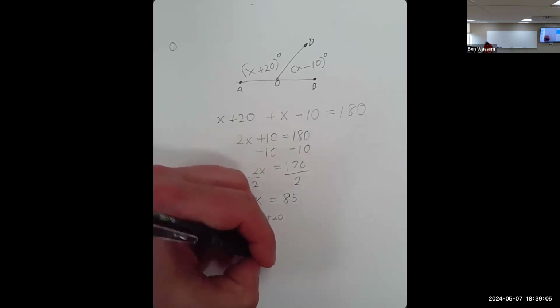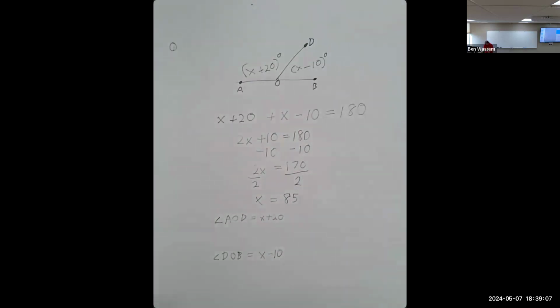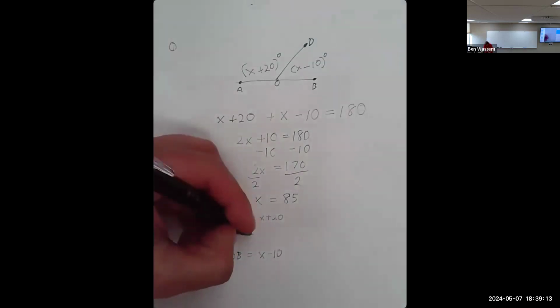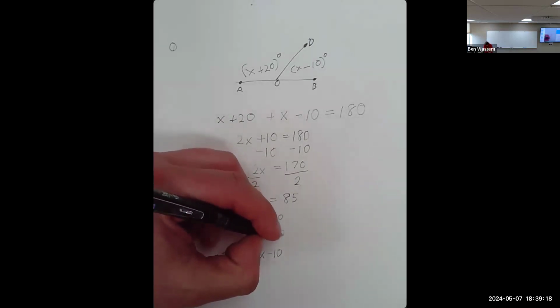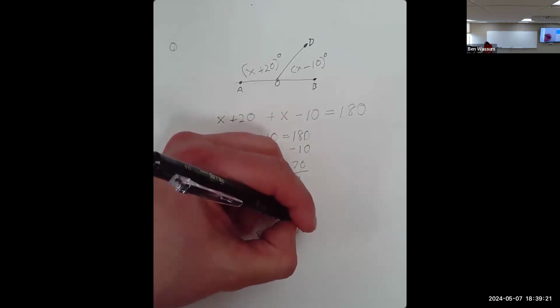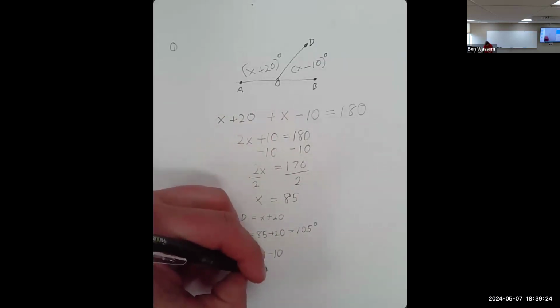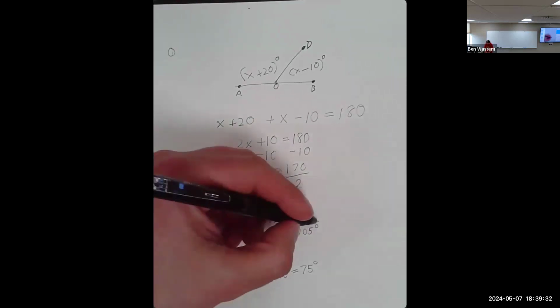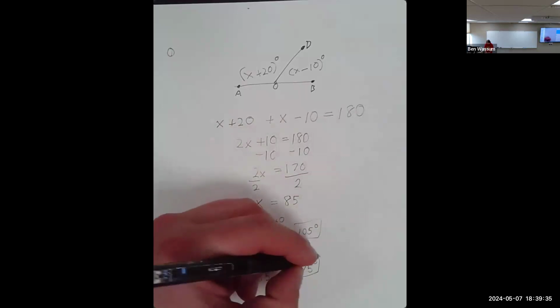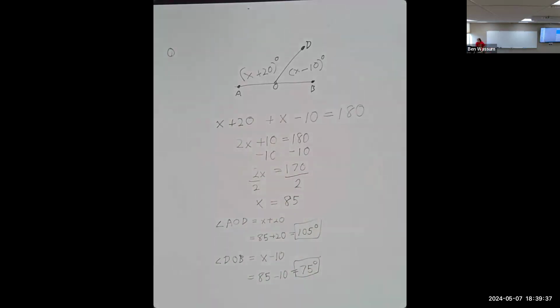I don't care what x is, I care what the angles are. We have to take that and plug it back in here. So for this one, it would be 85 plus 20, so 105 degrees, and this one would be 85 minus 10, so 75 degrees. Those would be what we're at. So the x was just part of it. We have to go back and make sure we're answering the question completely.